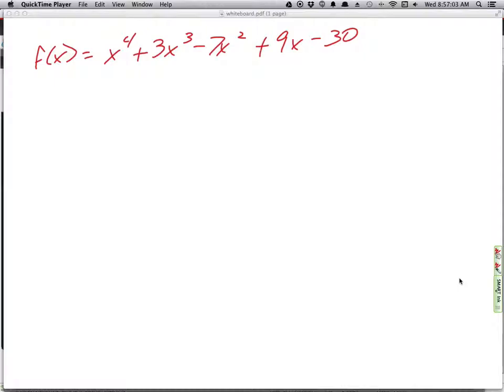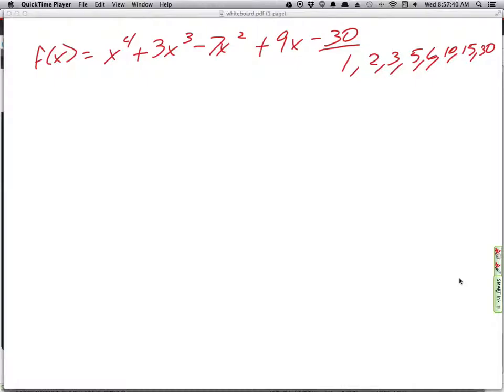It says if this thing has rational roots, those possible zeros have to be factors of my last term. So that means I'm dealing with 1, 2, 3, 5, 6, 10, 15, and 30. And it's not just the positives, it can also be the negatives of those. So if this thing has rational zeros, it's going to have to be one of those numbers, plus or minus.